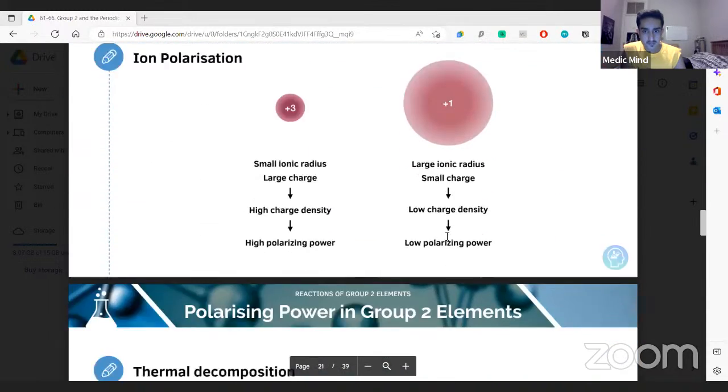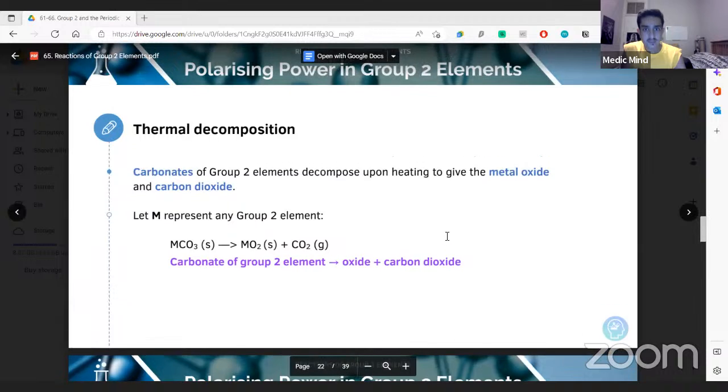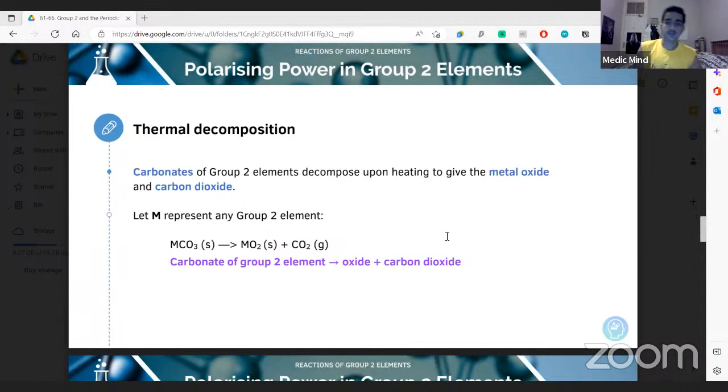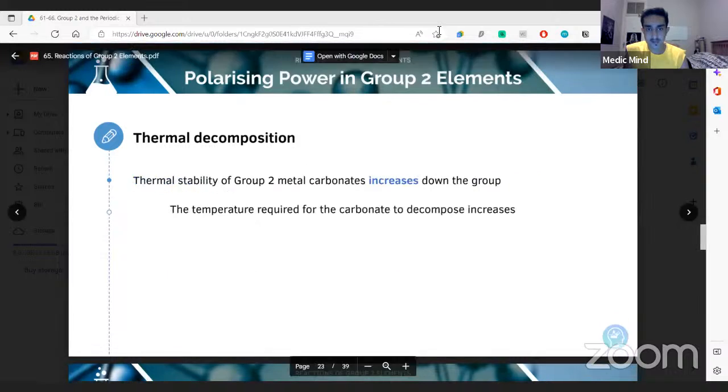Okay, we're not going to talk about ion polarization because you don't really need to know about that. Thermal decomposition. So carbonates of group 2 elements decompose upon heating to give metal oxides and carbon dioxide. So that you do need to know. So carbonates, when they're heated up, will form metal oxides and carbon dioxide.